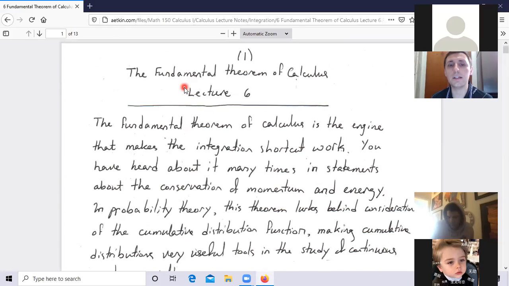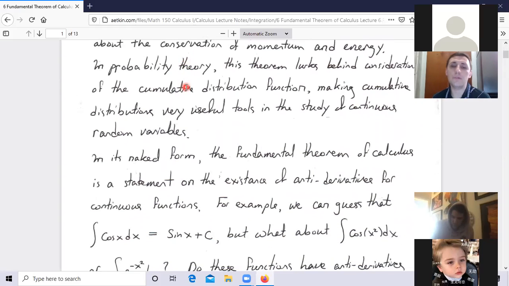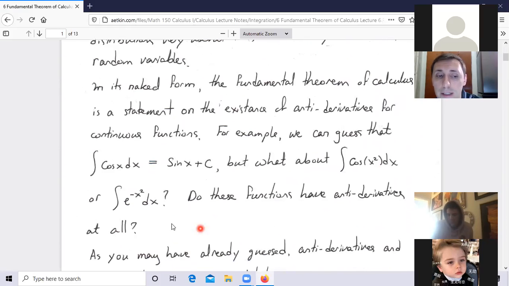So here is the problem, guys, right? Are you ready? So for example, when I want to find the antiderivative of cosine x, well, the answer is sine x plus c. I can find a nice formula, right? But what about the antiderivative of cosine of x squared, or the antiderivative of e to the minus x squared? Can I find a simple formula? Can I find an antiderivative for those functions at all?